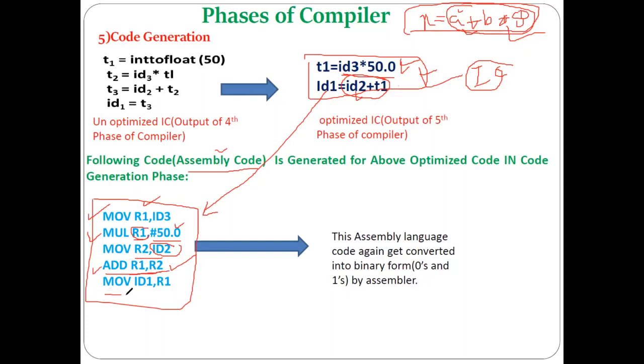Okay, and lastly you are moving that result, the content of R1, into ID1, meaning you are putting the result into our variable X, which is considered as ID1. Our variable X is what? ID1. So in this way you can see how the machine instruction will be selected.